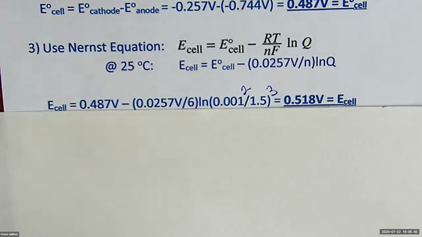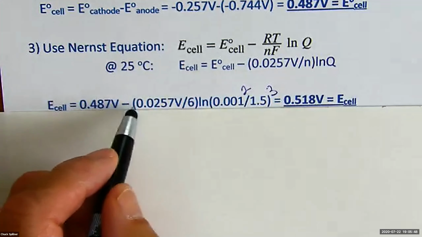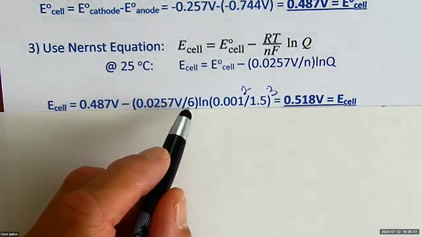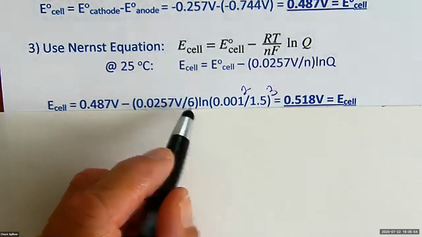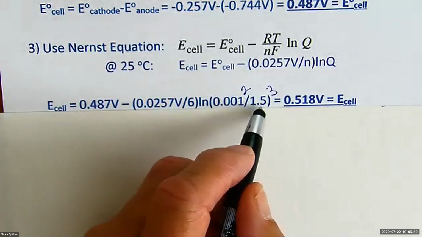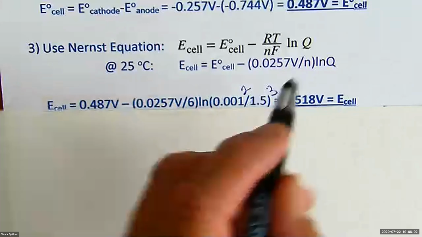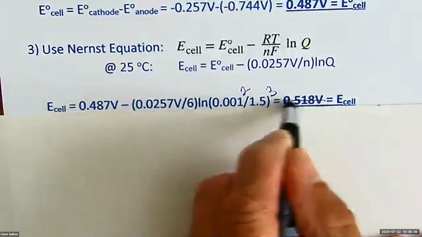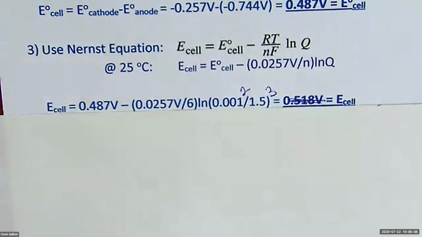And so we plug those values in. We'll have the 0.487 volts minus 0.0257 volts divided by 6. Our n is equal to 6, remember, times log of 0.001 squared divided by 1.5 cubed. So I forgot to do that. So this isn't the answer. 0.58 volts isn't the answer. I didn't think it was a very big number. It went up a little bit, which makes sense. But if you look at our original conditions, the nickel on the reactant side was 1.5 molar, which is really high. So let me do this again.